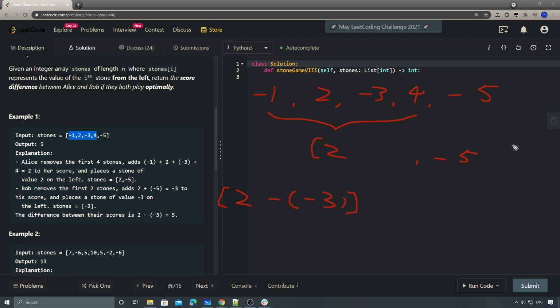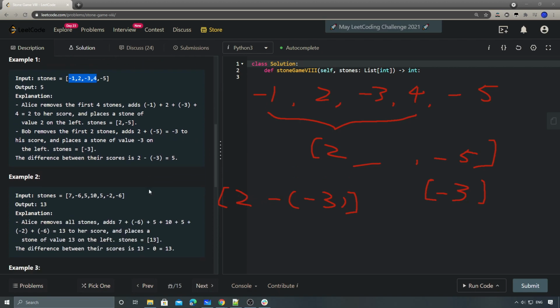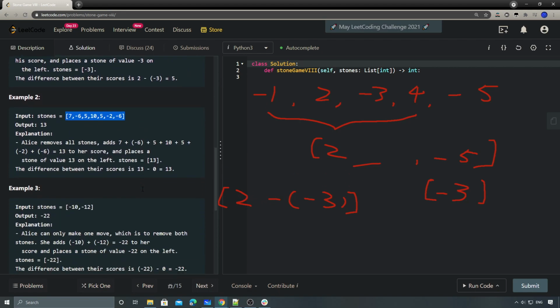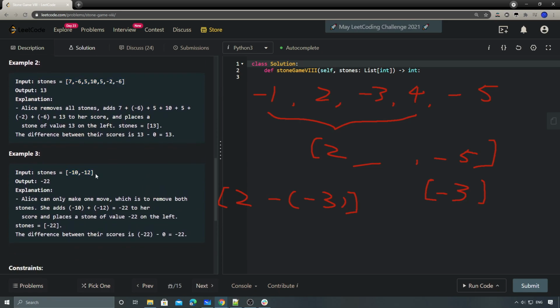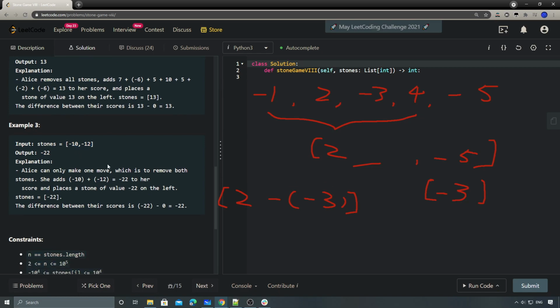Because after taking 2 here, taking the last 2 will put minus 3 back into the array. But based on the description, the game stops when there's only one number left. Basically, the game stops when there are only 2 numbers left, because the last person will take both of them. That's how we get 5, right? And this other example is similar. Like I said, this is basically the base case: when there are only 2 stones left, there's only one option, just to take both of them.